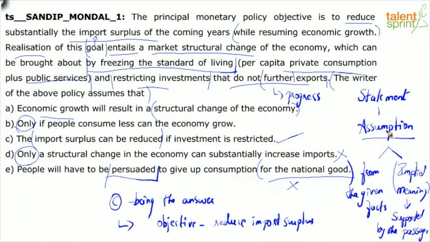See, E again, the reason why I eliminated that first is nowhere in the context is the writer saying that consumers or people will have to be persuaded. One, that's my first context. Second is, it's talking about the national good. Yes, indirectly economic growth happens, it is for the national good. But like I said, falling back on the context, I feel it's C.